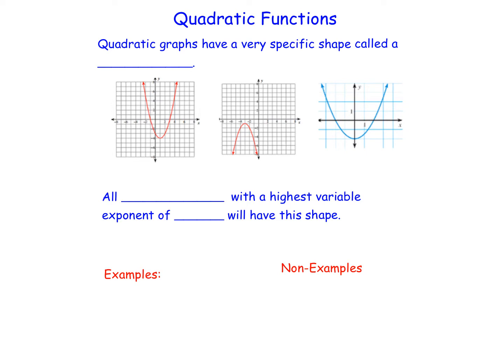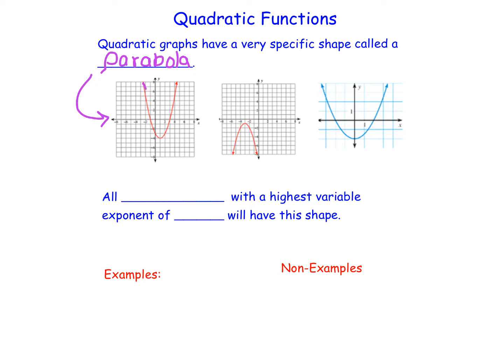A quadratic function is going to use those quadratic equations that we've been working on solving. And a quadratic equation or a quadratic function, when it is graphed, will have a very specific shape that is called a parabola. It's spelled and it looks like parabola, but it's really pronounced parabola. And parabola is this shape that you see in these three graphs here.